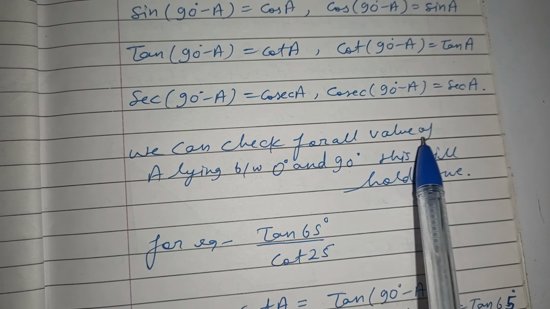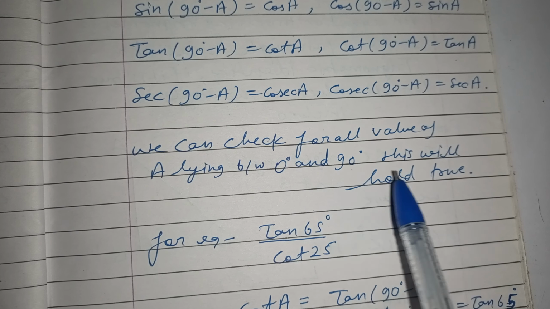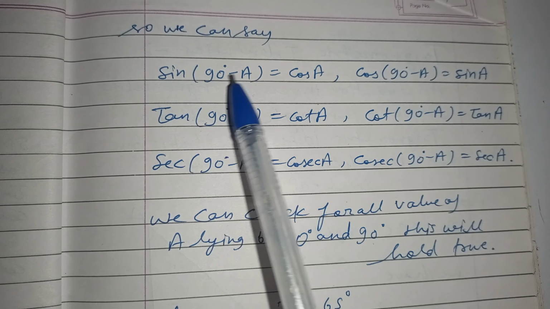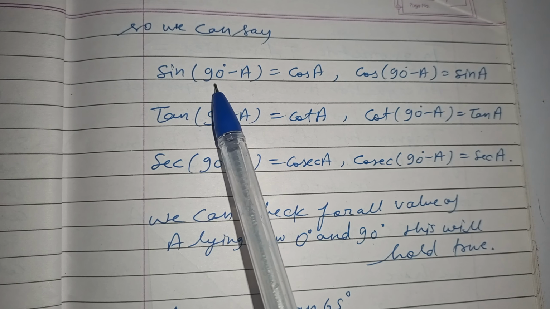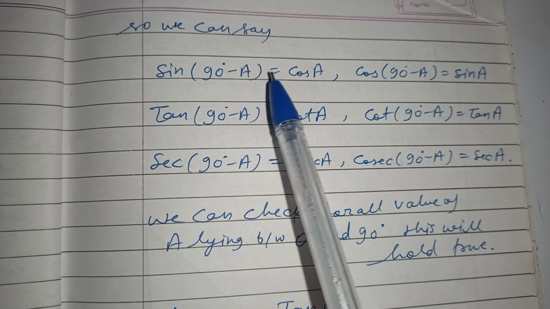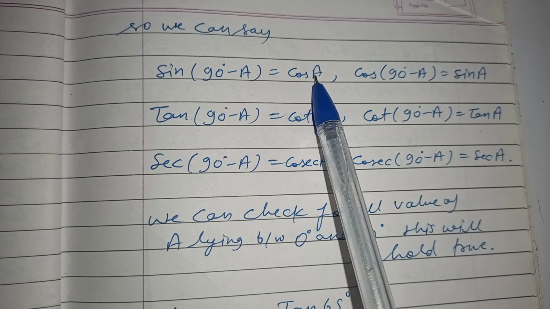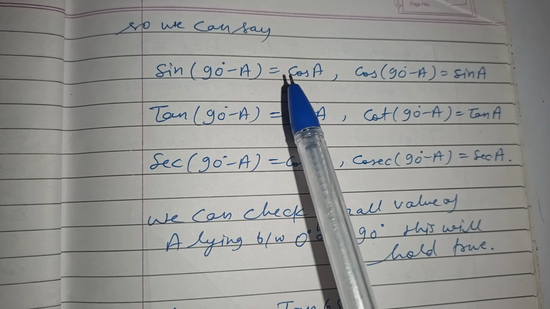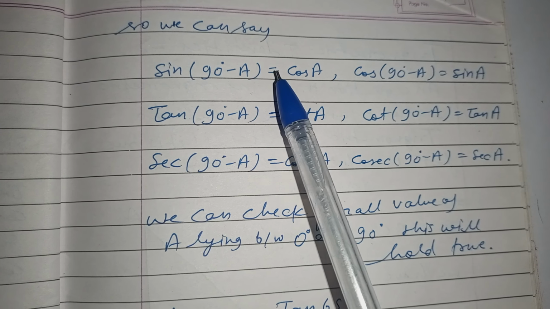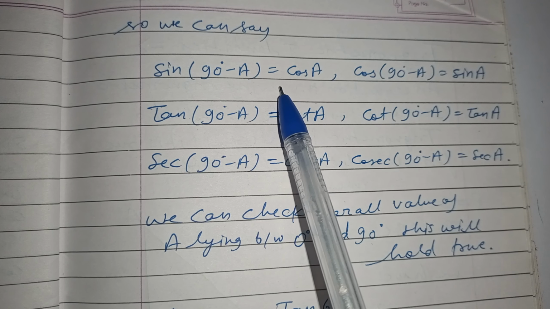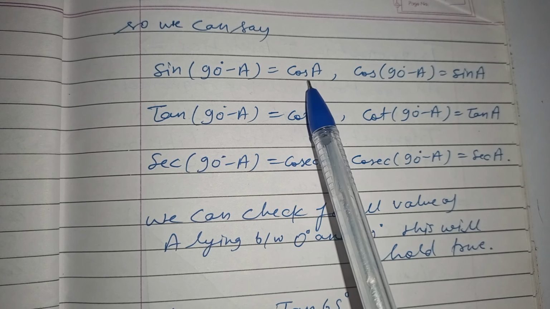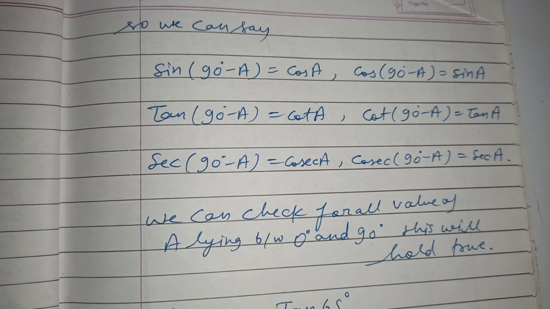We can check that for all values of A lying between 0 and 90 degree, this will hold true. For example, if we take sin 90 minus 60, which will be equal to sin 30. Sin 30 is equal to cos 60. We can say 1 by 2 is equal to cos 60, which is also equal to 1 by 2.